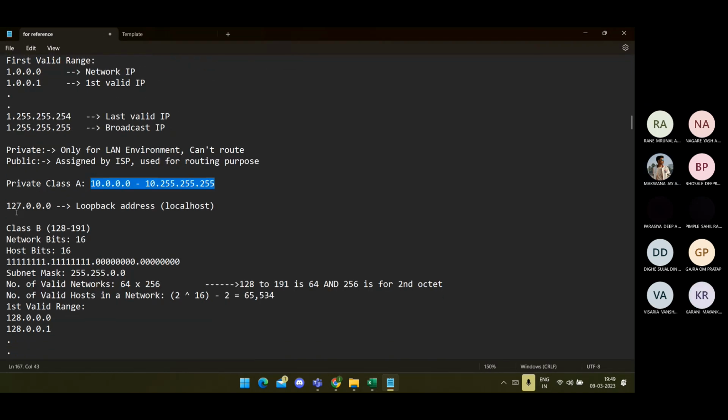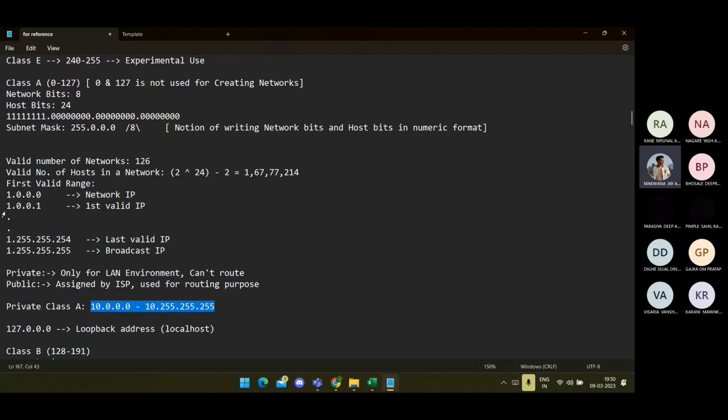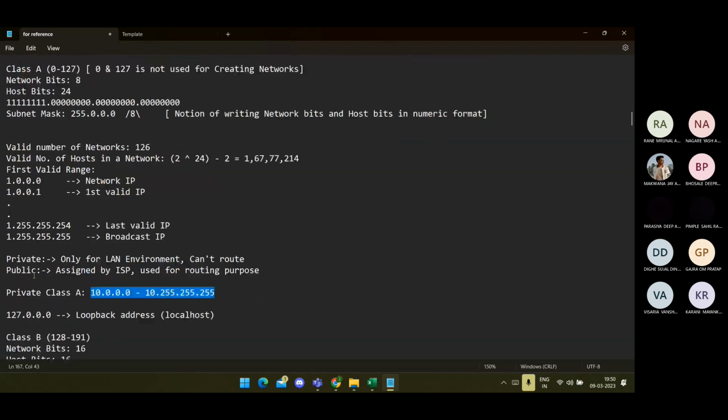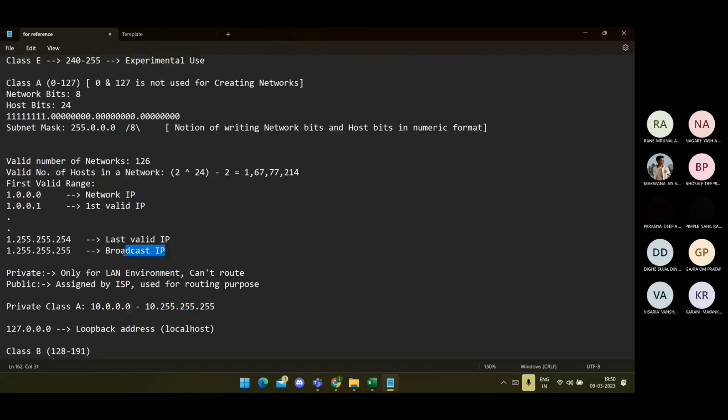Okay, and we have 127. Where is the broadcast IP used? Like the network IP is used for routers. So this IP address is used for recognizing the network, that is the router which is providing you the IP address, right?